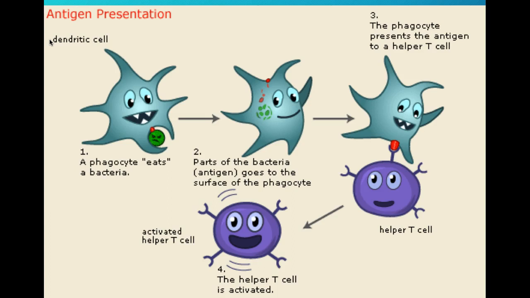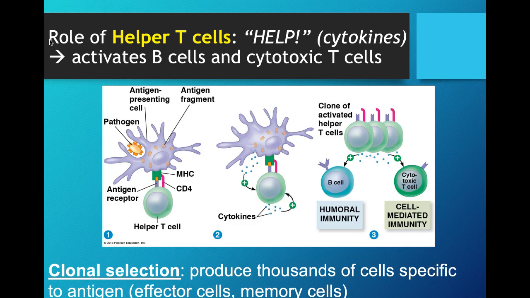And the phagocyte presents the antigen to a helper T cell, which you can see in step number 3. When it's presented on the outside, that helper T cell is activated, which you can see at the bottom of the screen. The role of the helper T cells is to say help, help, help to the body. And it does that by releasing the cytokines, which, to remind you, are proteins that are signaling molecules. The signaling molecule is going to signal or activate the B cells and those cytotoxic T cells.